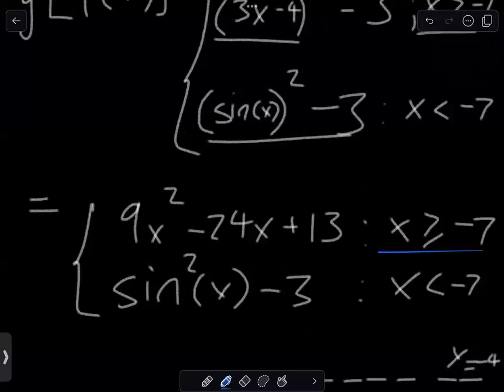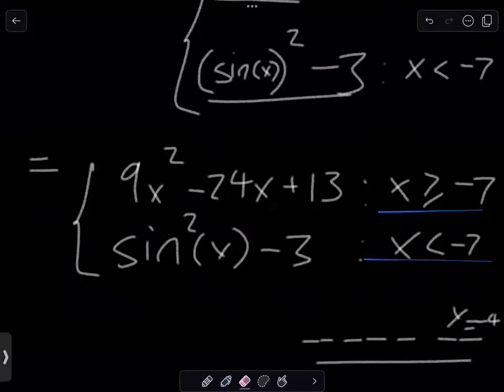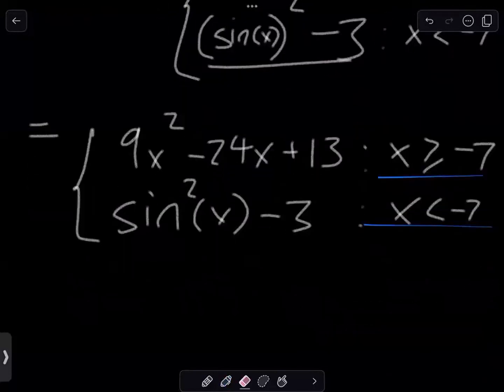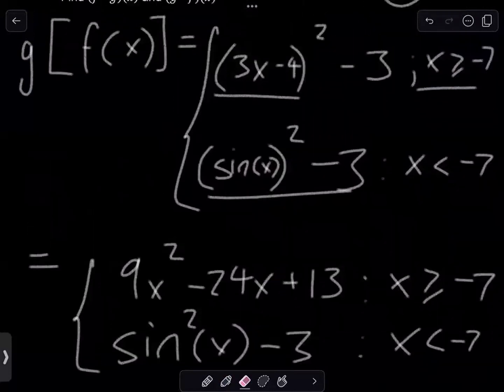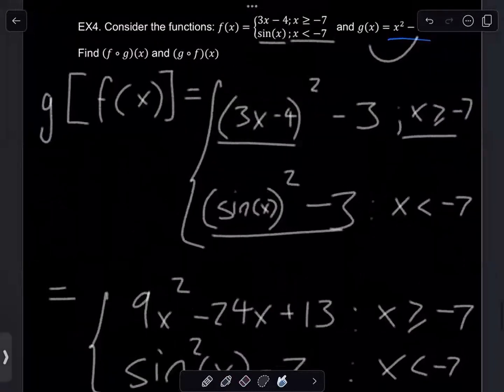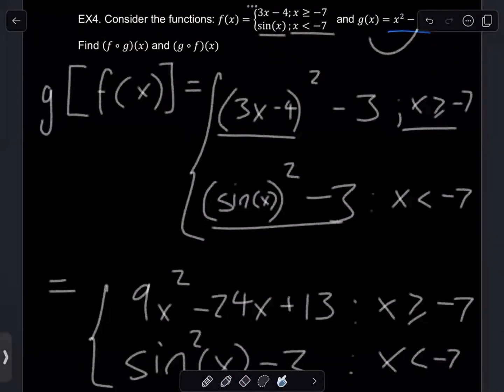Take a look at the intervals. We don't really need to simplify that. We can't simplify those intervals, so we leave it as is. And that is how we handle example 4.